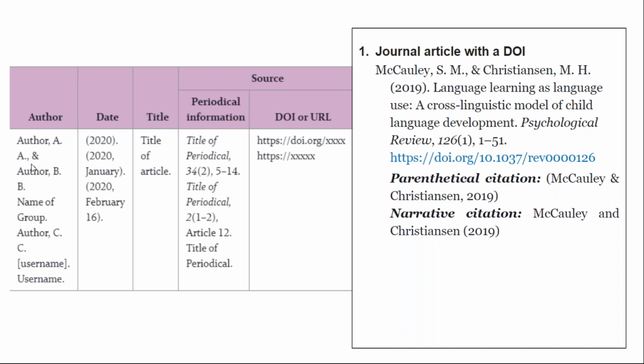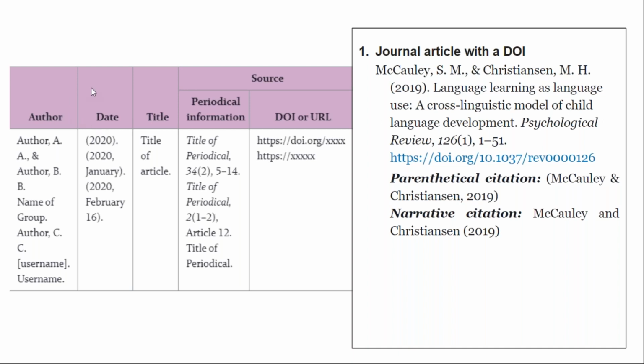And this one has a first and middle initial. So last name, comma, first initial, period, second initial, period, comma, and then an ampersand between the last author listed and the one before it. All right, and then the next thing is going to be the date in parentheses.